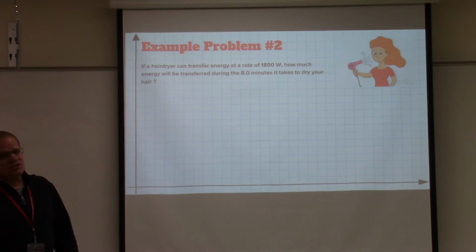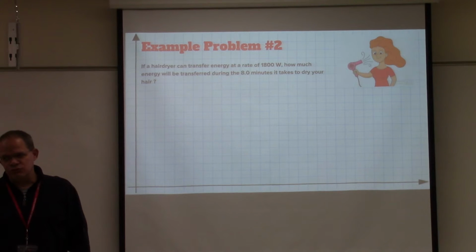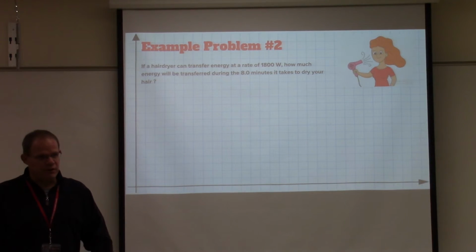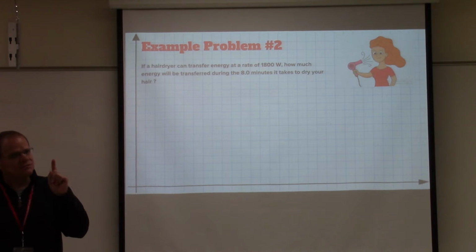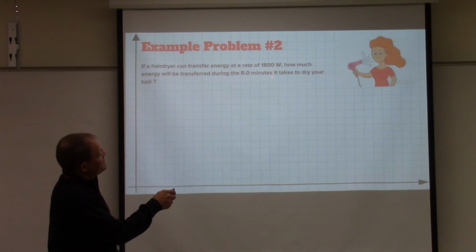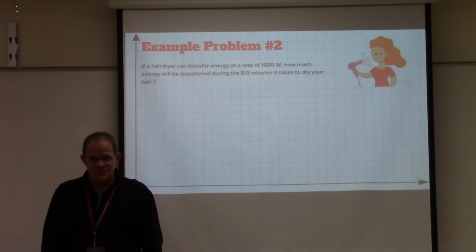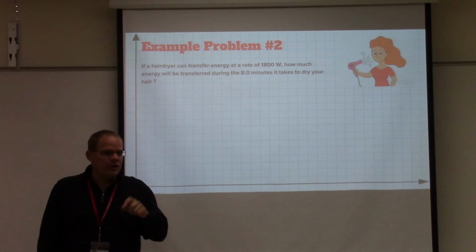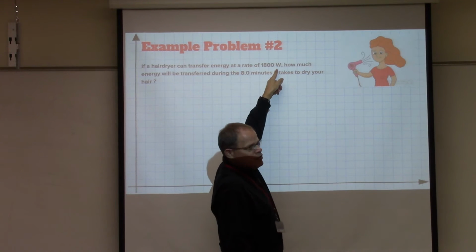How much energy does Cooper use drying his hair in the morning if his hair dryer is 1,800 watts and it takes him 8 minutes to get just the right look? So here's where it gets confusing, guys. Everybody sees that W, and what do you think that is? Work. It's not. It's W, and it follows a number, so it is a unit.